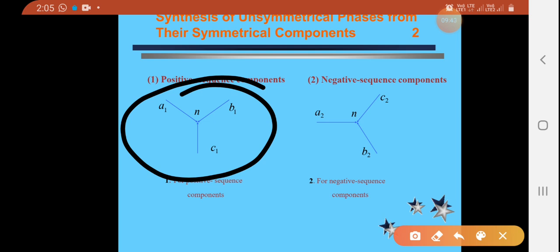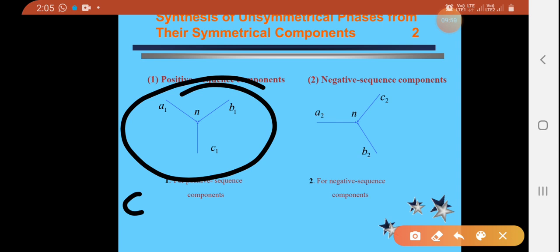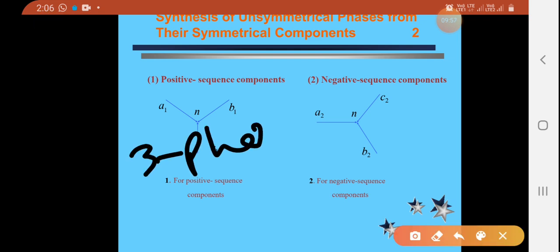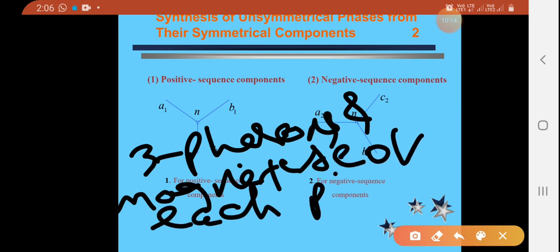So when I am talking about the positive sequence component, it consists of three phasors, and here their magnitudes are equal. Three phasors, and the magnitude of each phase is equal.